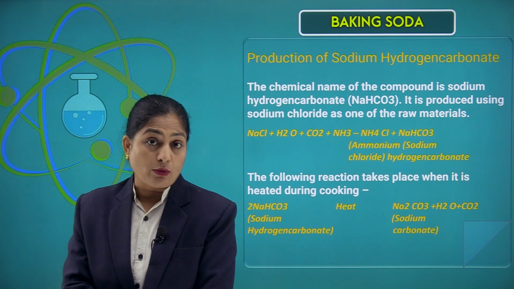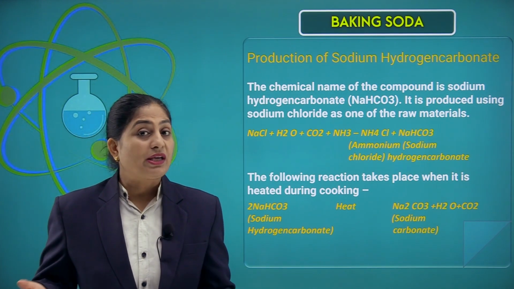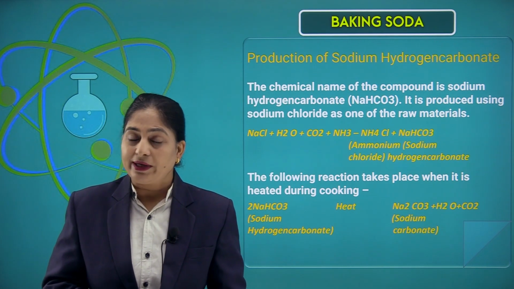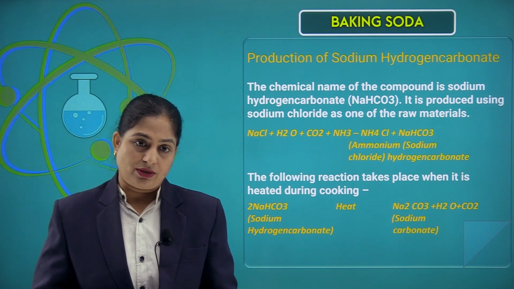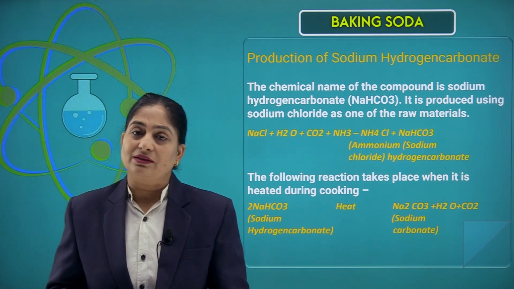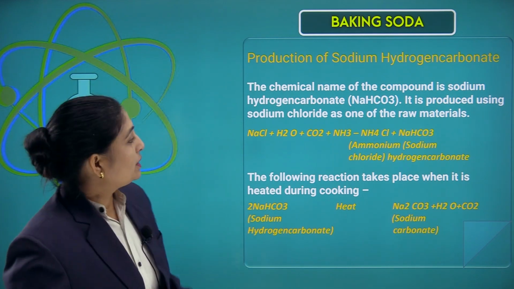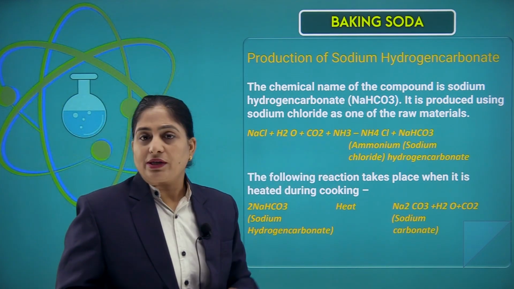So first thing is the formula for baking soda is NaHCO3. Its common name is baking soda, chemical name is sodium bicarbonate, and the formula is NaHCO3. How is it prepared? We can say it is prepared by using a special method, we call it Solvay's process. The chemical formed in this case is sodium bicarbonate, and how is it formed?